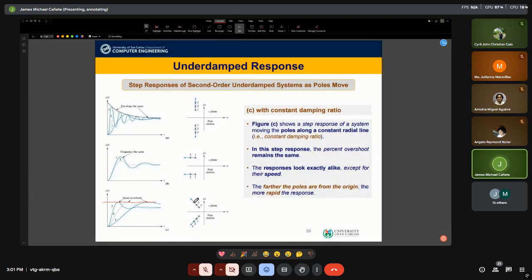So 3, layo na kaya, nagkadako atong imaginary axis value, the rise time actually becomes faster or smaller. Small time, faster ang effect. The responses look exactly alike except for their speed.